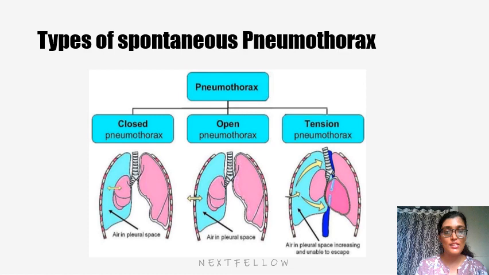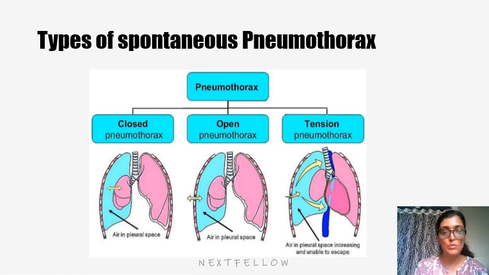Now this is a very important diagrammatic representation which will help you understand. This is a closed pneumothorax. Closed pneumothorax means that air can neither go in nor go out. Air has gone in and the inlet has sealed. And this will resolve spontaneously on its own.